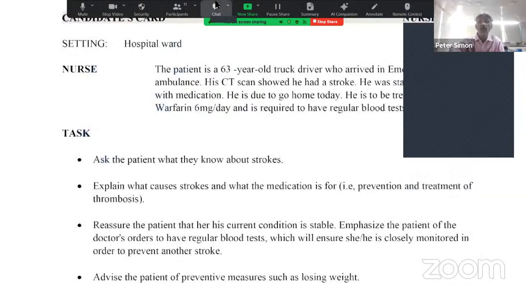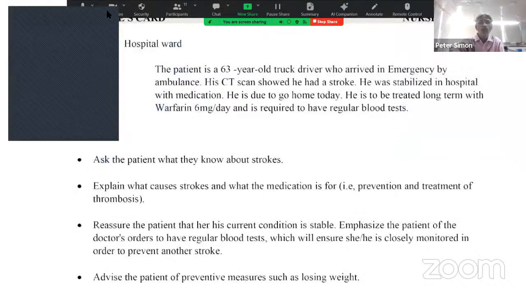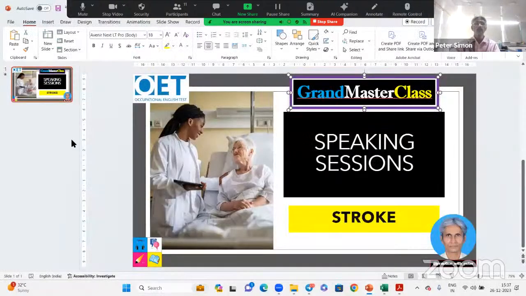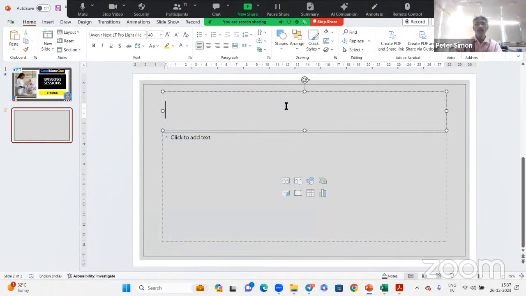These sessions are very, very important. Just attending the session is not sufficient. See, I have given you some points now, so let us take them here. Speaking sessions, stroke. First one is what? Task 1. We can take it as phases.